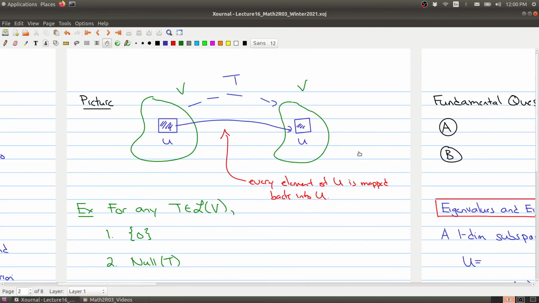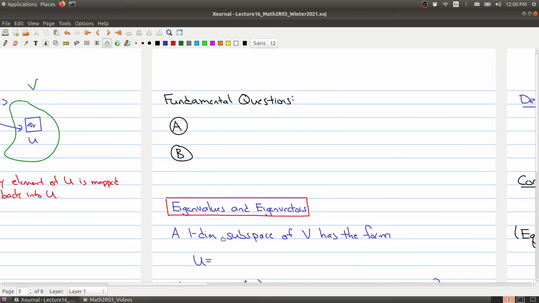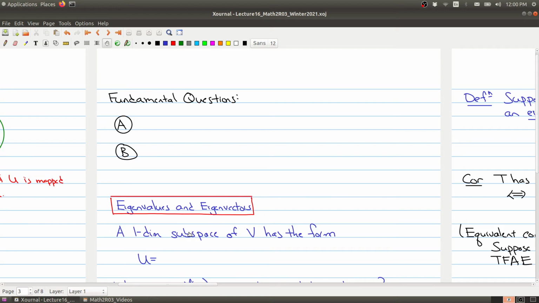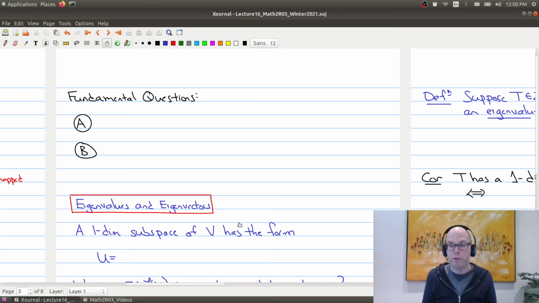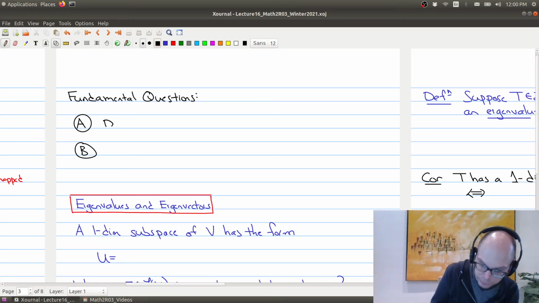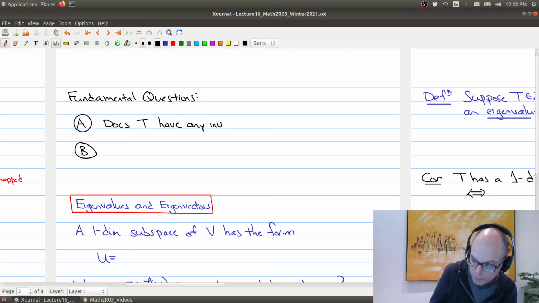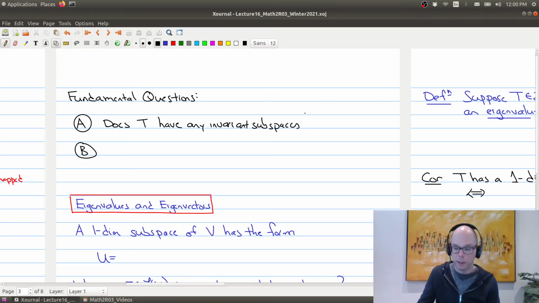So before we pause and talk about eigenvalues and eigenvectors, let me just introduce two fundamental questions that are going to drive what we're going to see in this course for the next couple lectures. Two fundamental questions are: first, does T have any invariant subspaces? So if I hand you an arbitrary linear operator, does it have any invariant subspaces? Well, on the previous page, I just showed you that it has to have some, but can we say that there are others? If you have something unique about T, do you get some unique invariant subspaces?